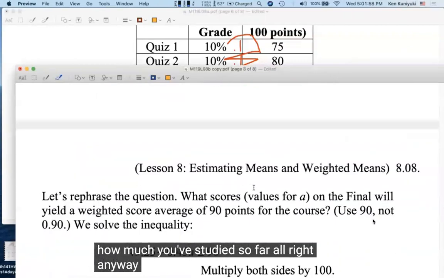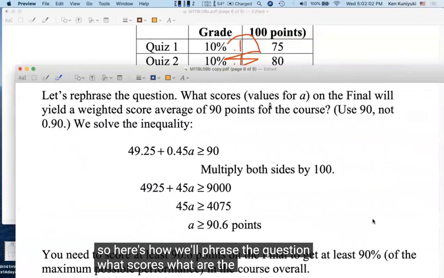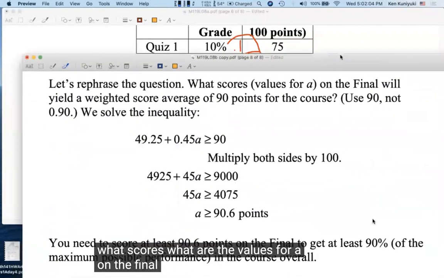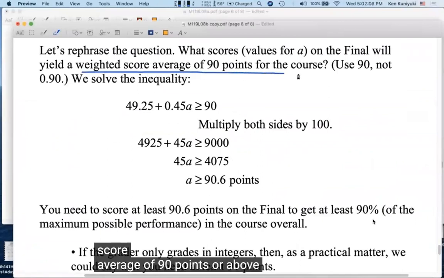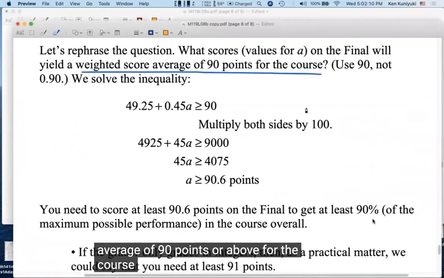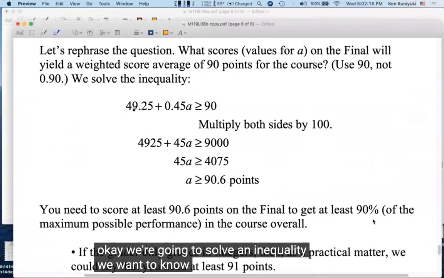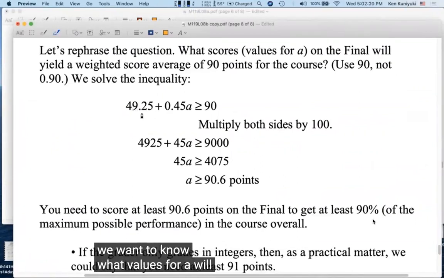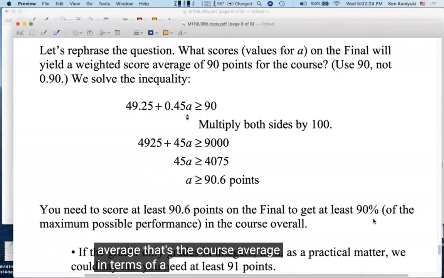All right, anyway. So here's how we'll phrase the question. What are the values for A on the final that will yield a weighted score average of 90 points or above for the course? Okay, we're going to solve an inequality. We want to know what values for A will lead to a course average, that's the course average in terms of A. We need that to be at least 90 points.